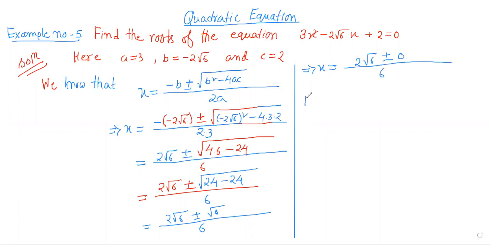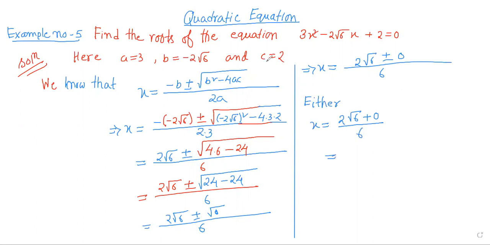So either x equal to 2 root over 6 plus 0. We don't need to add 0, because if we add 0 with any number, the number will not change, right? Also, if you subtract 0 from any number, it remains the same. So now 2 root over 6, I am just writing to show that a quadratic equation has two roots.